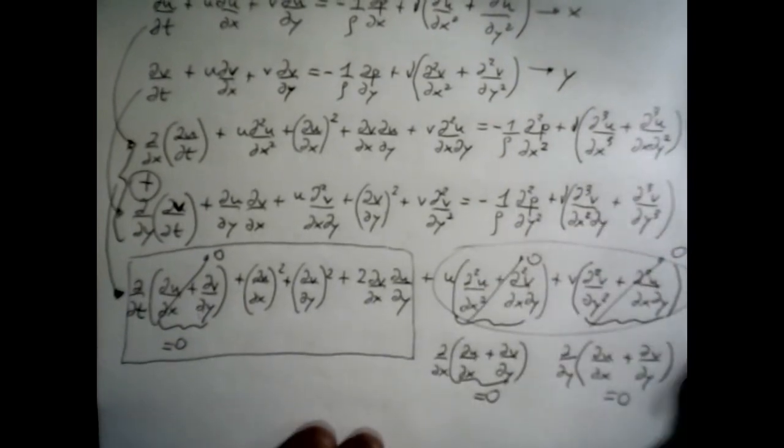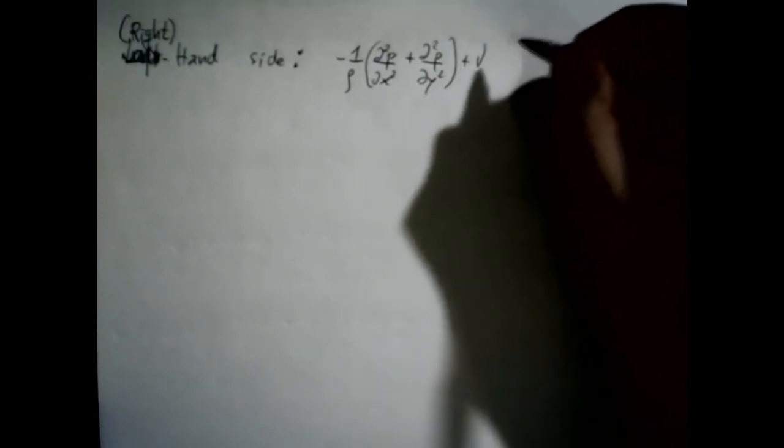Okay, so let's do the right hand side. We'll get minus one over rho, dp dx plus dp dy, plus kinematic viscosity.